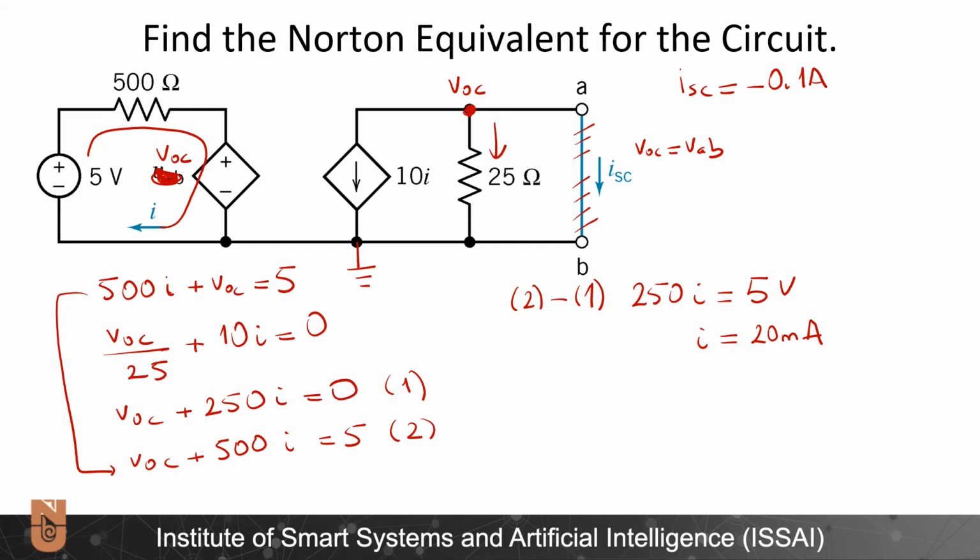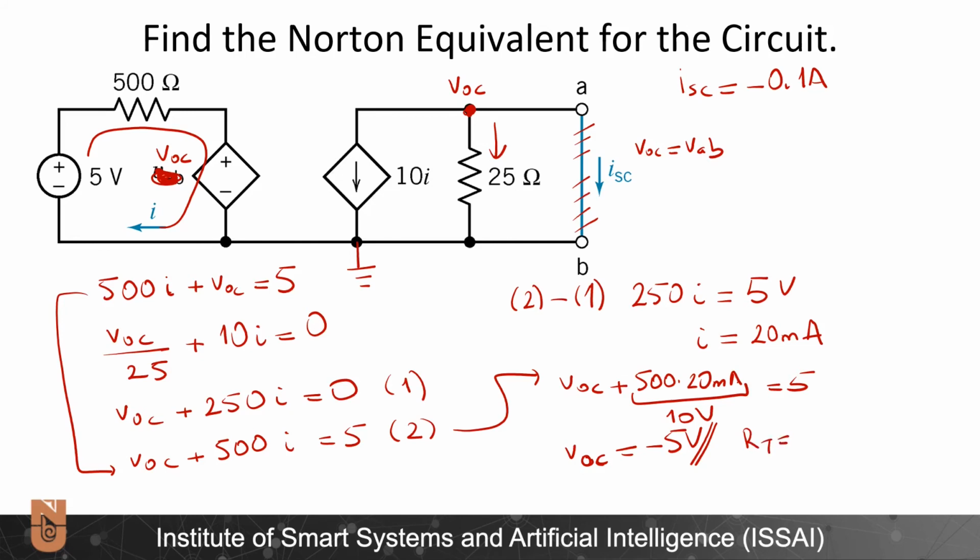Let's take this equation again. VOC plus 500 times 20 milliamperes, this will be 10 volts, is equal to 5. From here I find VOC as minus 5 volts. If VOC is minus 5 volts and I short circuit is minus 0.1 amps, our R Thevenin is equal to minus 5 divided by minus 0.1 volts per ampere and is equal to 50 ohms.